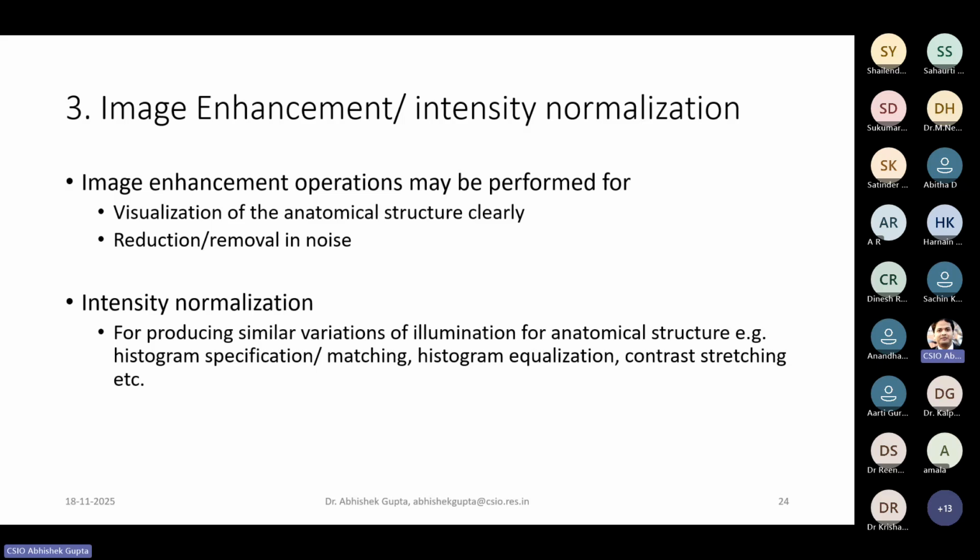Then the third step is image enhancement or intensity normalization. Image enhancement operations can be performed to reduce or remove noise, or if there is some illumination variation, then you can perform image intensity normalization. You can do histogram matching, histogram equalization, or contrast stretching. That can remove problems with the illumination condition.